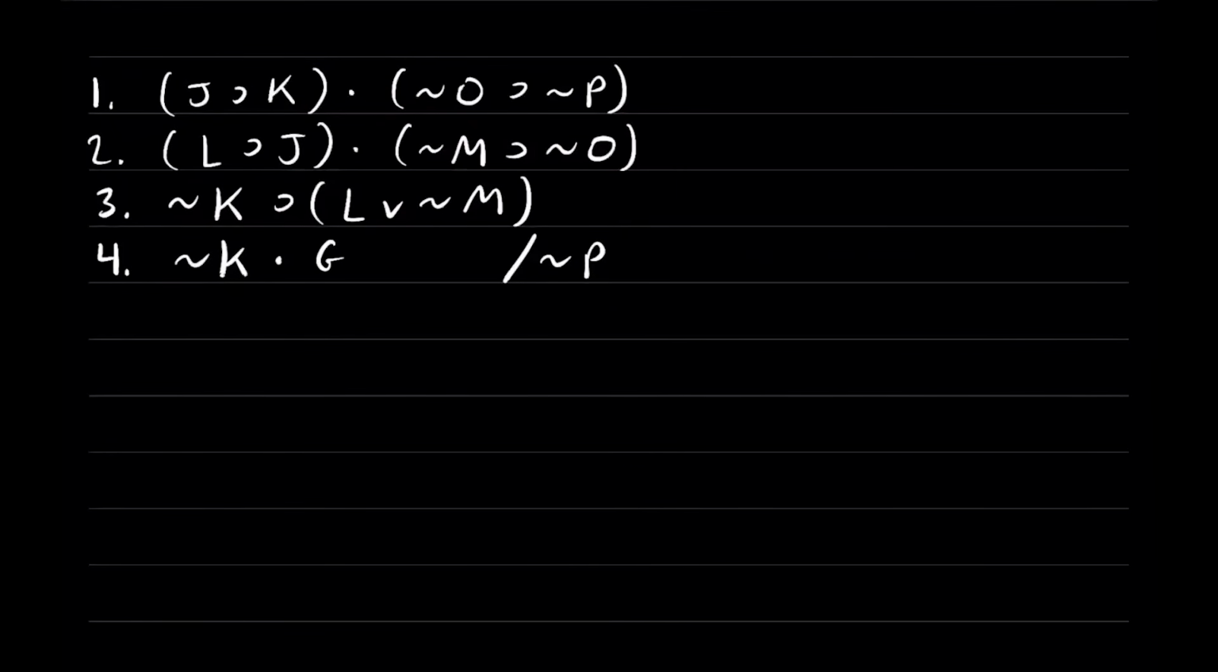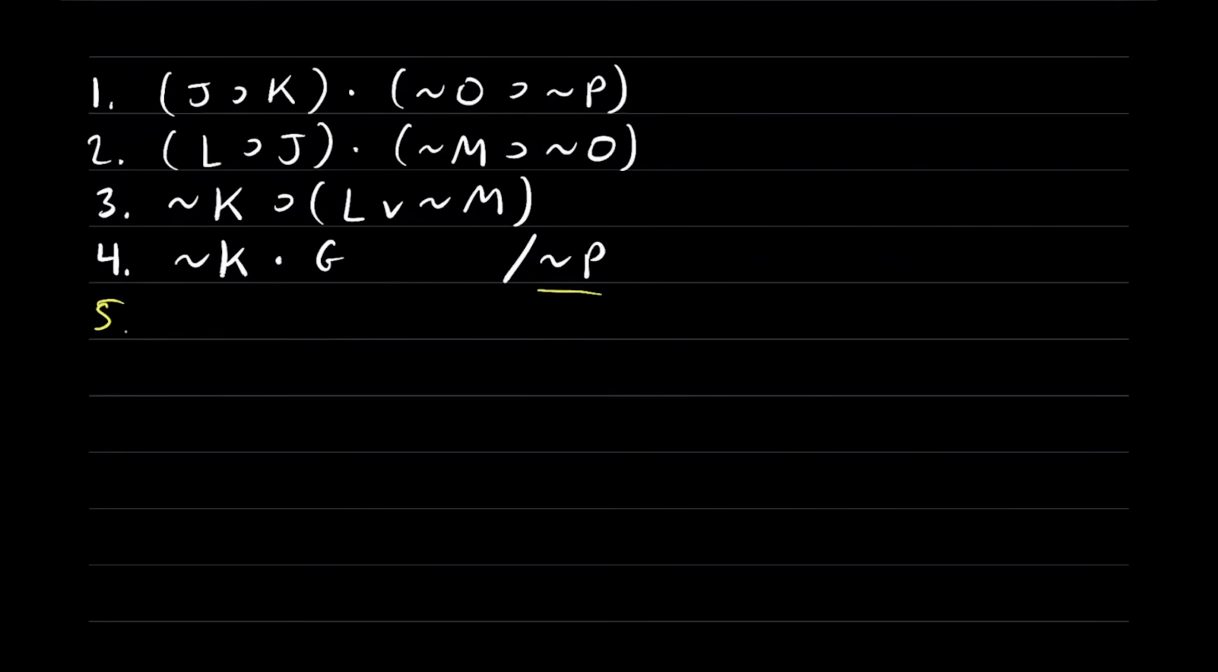We have 4 premises. Line 1 says 2 things are the case. J implies K, and with a dot, not O implies not P. Line 2 says L implies J, and not M implies not O. Line 3 says if not K, then L or not M. Line 4 says not K and G, so not K is the case and G is the case, and we're trying to show not P. So add a new line.